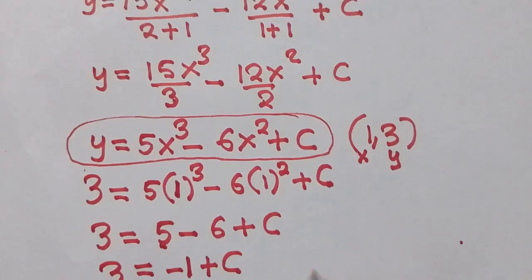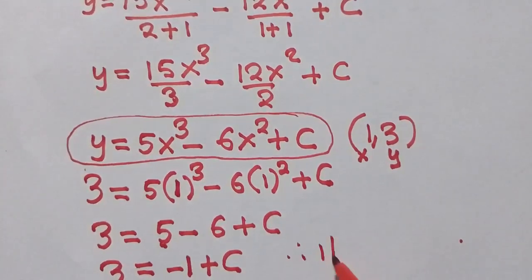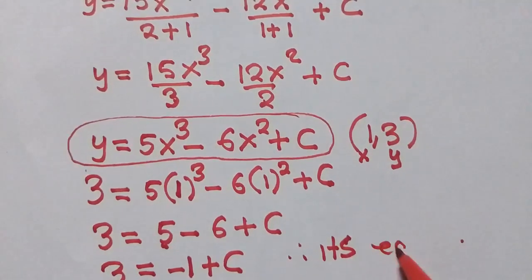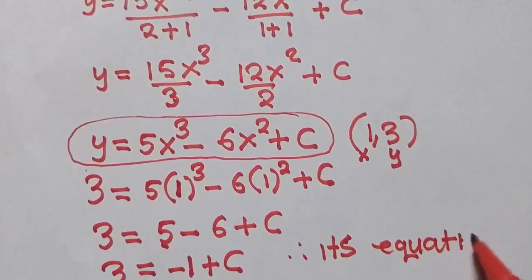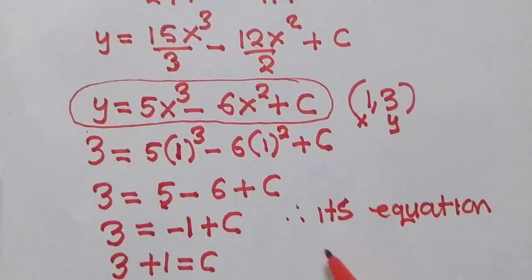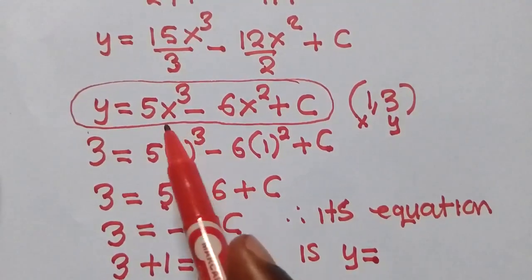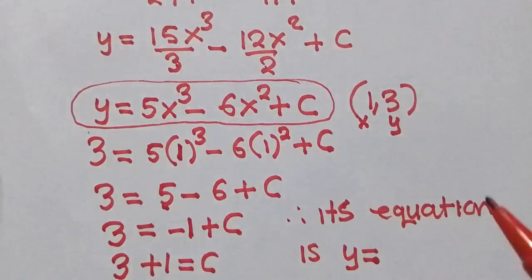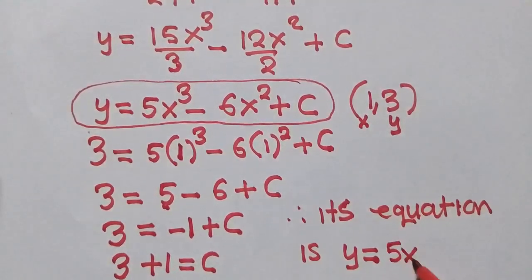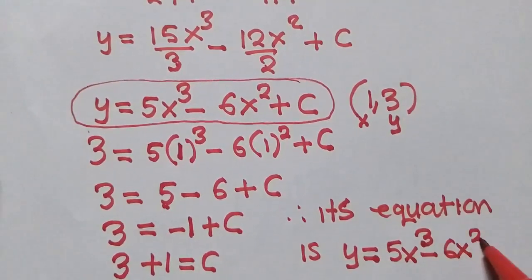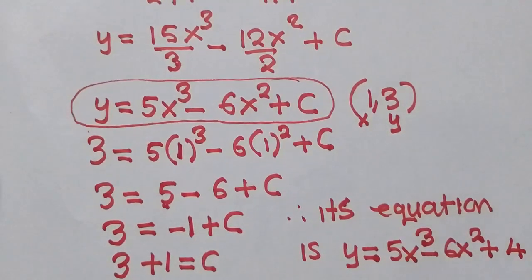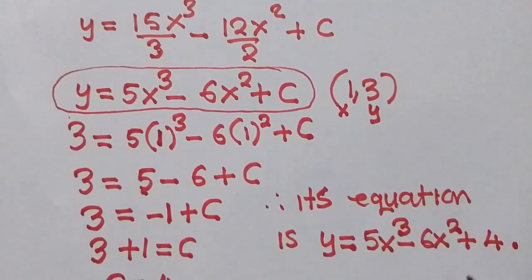So what you're going to do is say, therefore, its equation is y is equal to, follow that, then I just put a 4 where there is c: 5x cubed minus 6x squared plus 4. You know the value of c. So this is your answer. This is how you need to answer that.